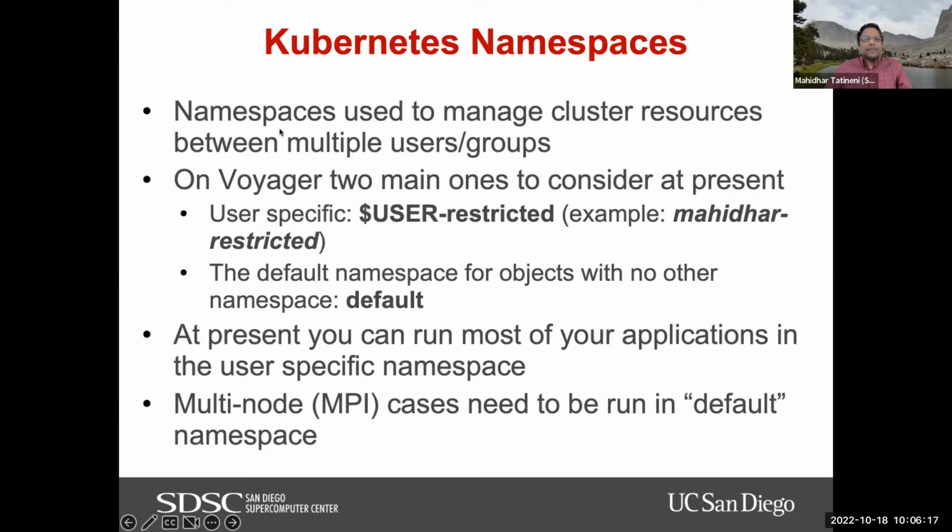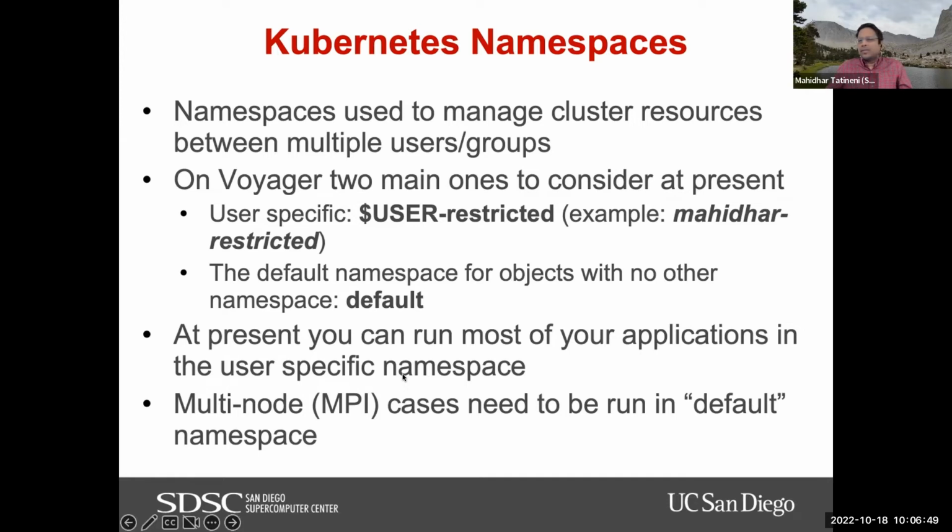So the Kubernetes namespaces are used to manage the cluster resources between groups. On Voyager, we have two default ones right now. There's a restricted user-specific one, so you will see $user-restricted. For example, in my case, it'll be Mahidar-restricted. If you just do a kubectl apply with no namespace specified, it will launch everything in this namespace.